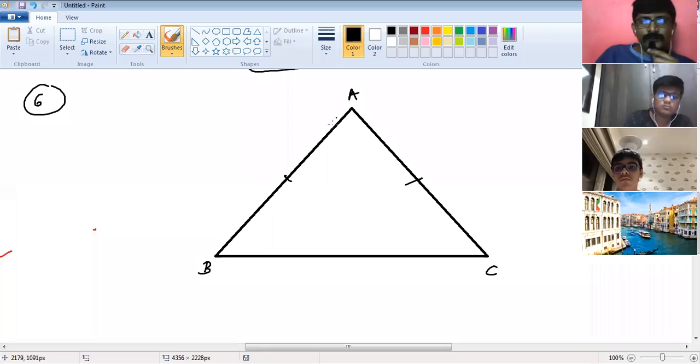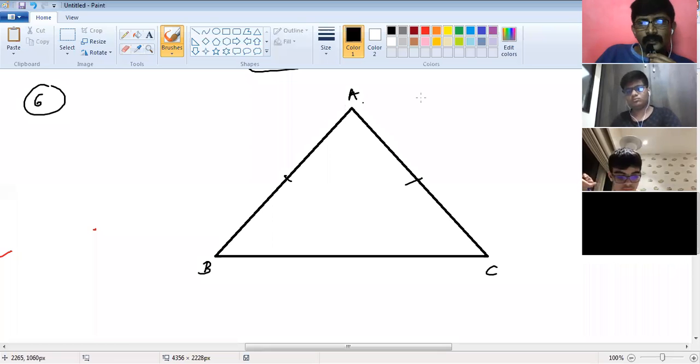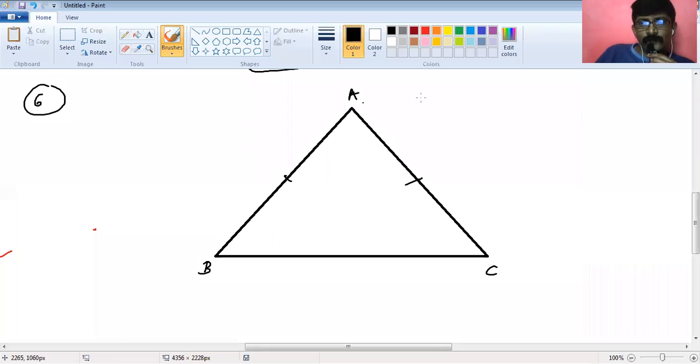So students, you've seen in the last video the first few sums. Now we'll move ahead with question number 6. Look at this triangle, say ABC. And in triangle ABC, what we have? In triangle ABC, we have AB is equal to AC.